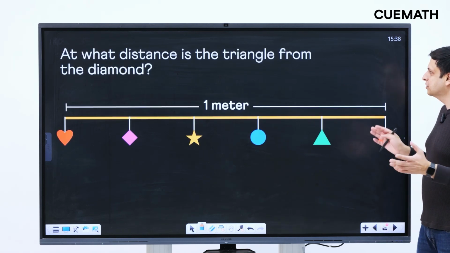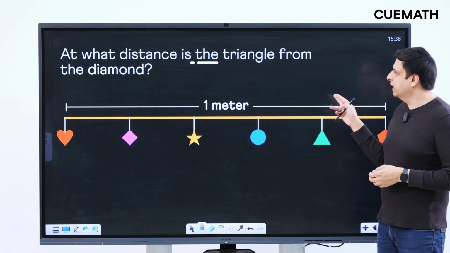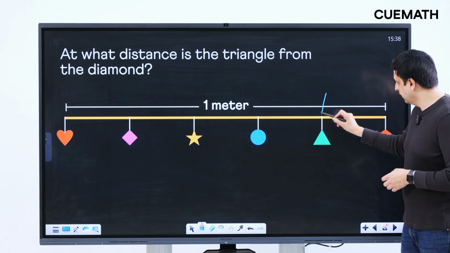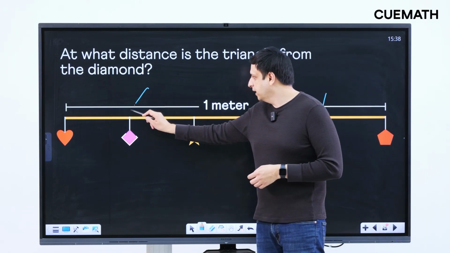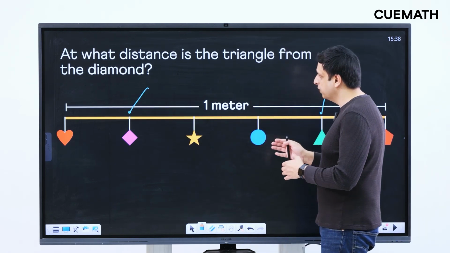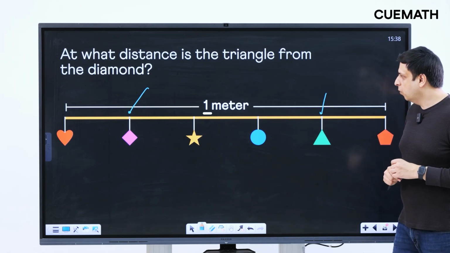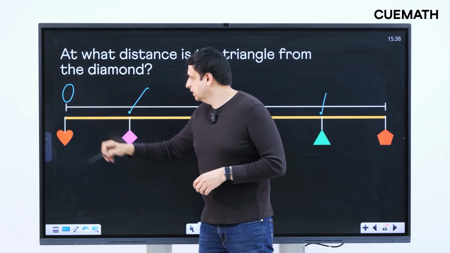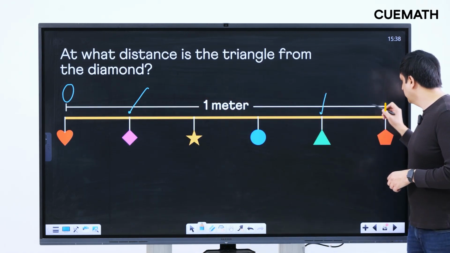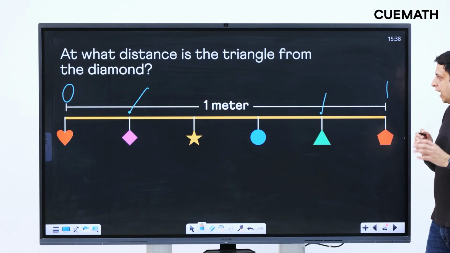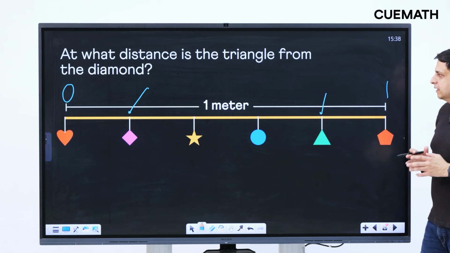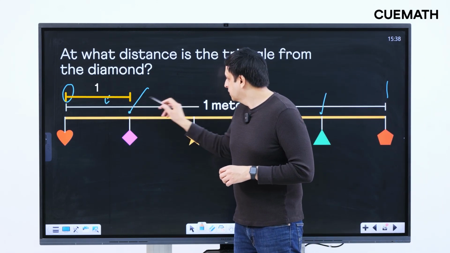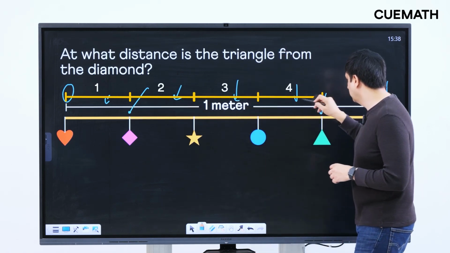Alright, now question number 3. At what distance is the triangle from the diamond? So let's see, the triangle is over here, the diamond is over here, and then we have the total distance as 1 meter. So think of the left endpoint here as 0. Think of the right endpoint here as 1. How many equal parts is this distance being divided into? So let's see, 1, 2, 3, 4, 5.